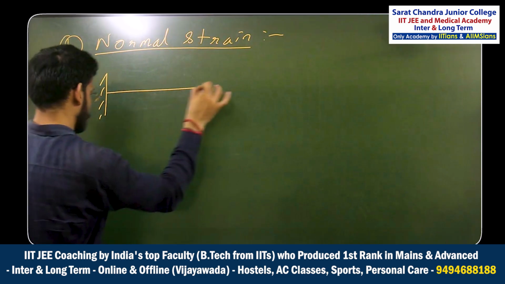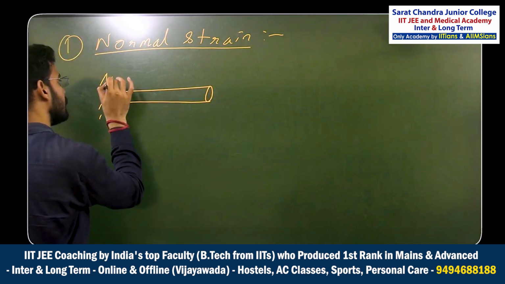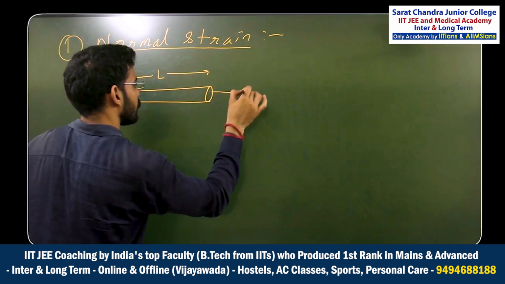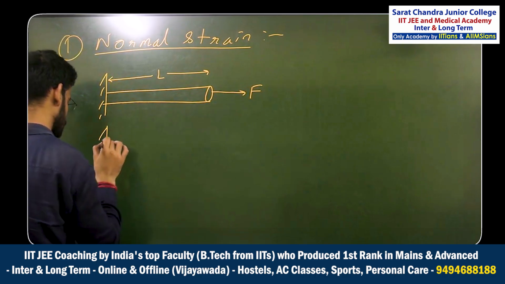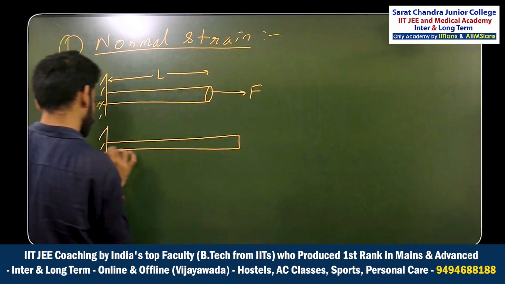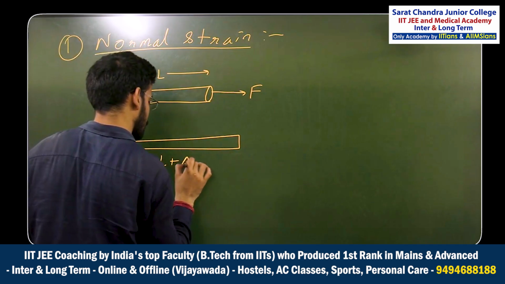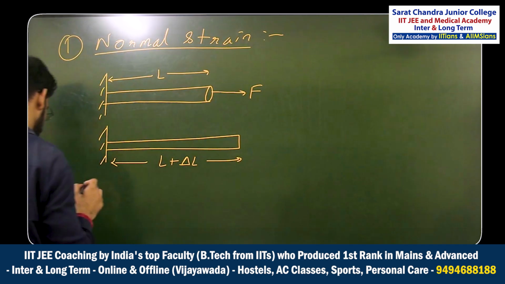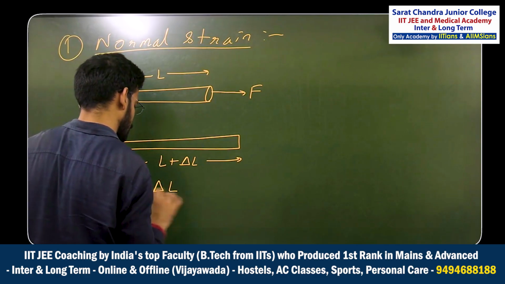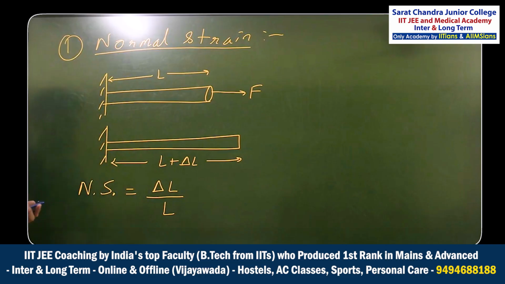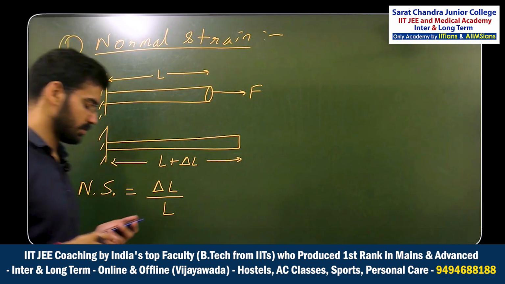So this is the thing: L is the length, let's say, and you provided a stress. So strain will come and its length will change. Let's say the final length became L plus delta L. So normal strain is what? Delta L by L. We can understand that strain is a dimensionless quantity, right? Length by length, right? So delta L by L is what? Normal strain. Copy.